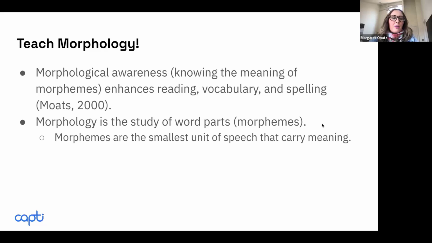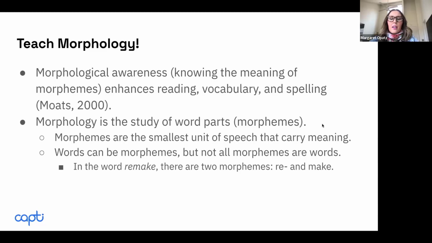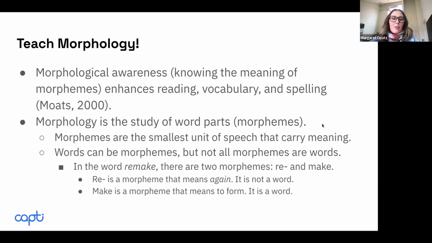Those of you who may be new to morphology, I just want to set some groundwork before we get into Sean's examples. To do that, it's important to know that morphemes are the smallest unit of speech that carry meaning. So when you think about that, some words are morphemes, but not all morphemes are words. Let me show you an example of this. In the word remake, we have two morphemes: re and make. Re is a morpheme that means again, but it's not a word, whereas make is a morpheme that means to form, and it's also a word.